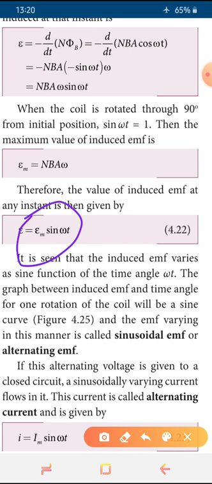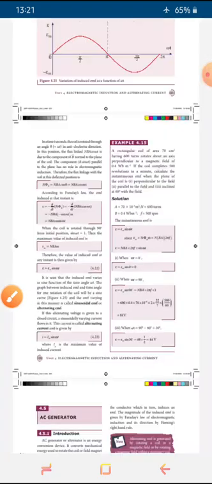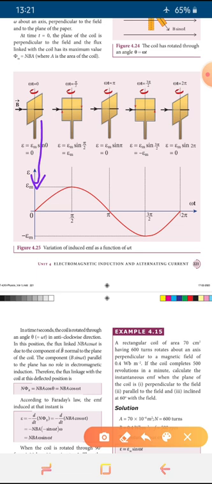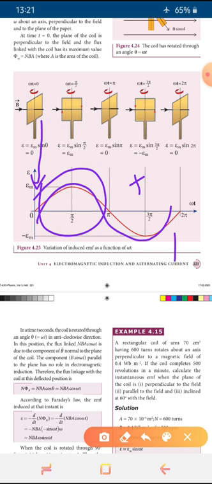Okay, so this formula is saying that EMF varies as a sine function of the time angle omega t. Then the graph between the induced EMF and time angle of one rotation of the coil will be a sine curve, and the EMF varying in this manner is called a sinusoidal EMF or alternating EMF. That is shown in figure 4.25. And check out the 4.25. For each and every rotation of the coil, the curve is given. And see the curve, it is placed on both the positive and negative side. It is giving the alternating EMF.